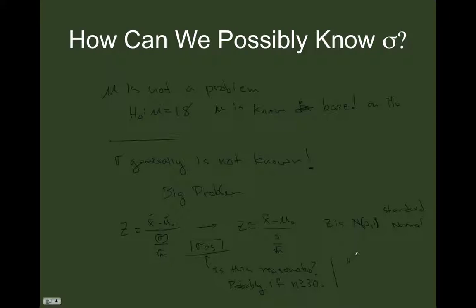But when n is less than 30, it's really not reasonable to say sigma is approximately equal to s. And in fact, the smaller the sample, the less reasonable that assumption becomes.